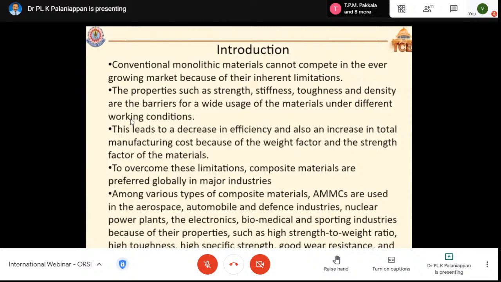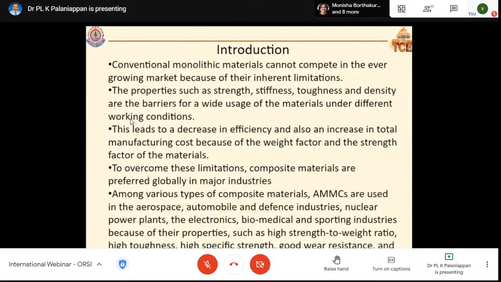So to overcome these limitations, composite materials are preferred globally in many major industries. All the major industries are working on bringing new composite materials in place of the existing hard to machine materials or very hard alloys. Among various types, composite materials, as I told you, can be grouped into three categories: polymer matrix composites, metal matrix composites, and ceramic matrix composites. Among the three, our focus is on metal matrix composites.